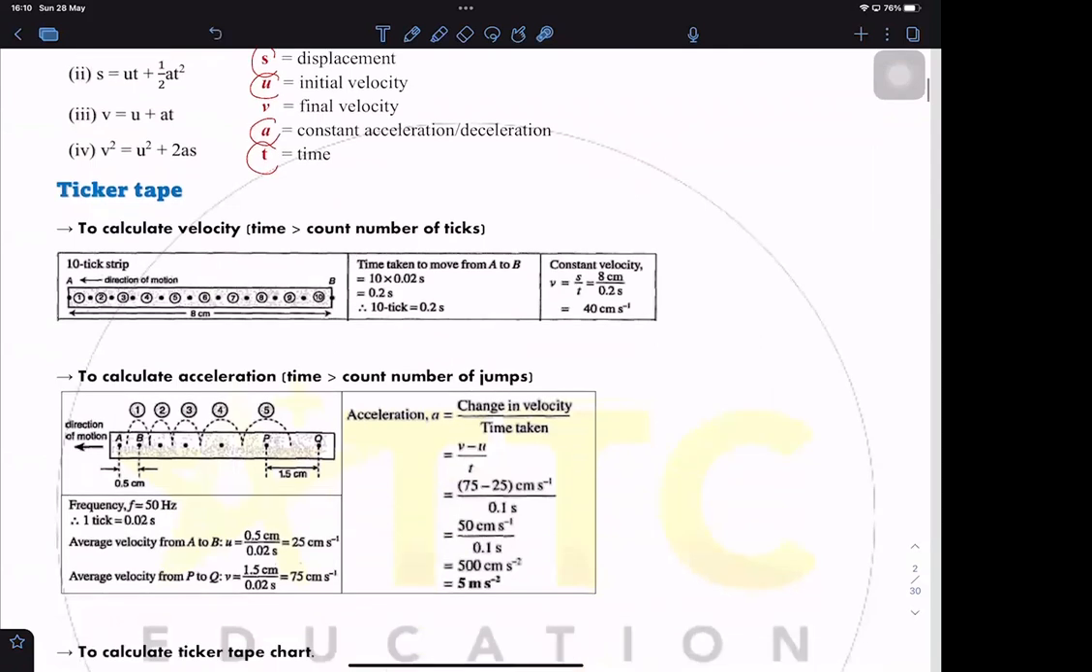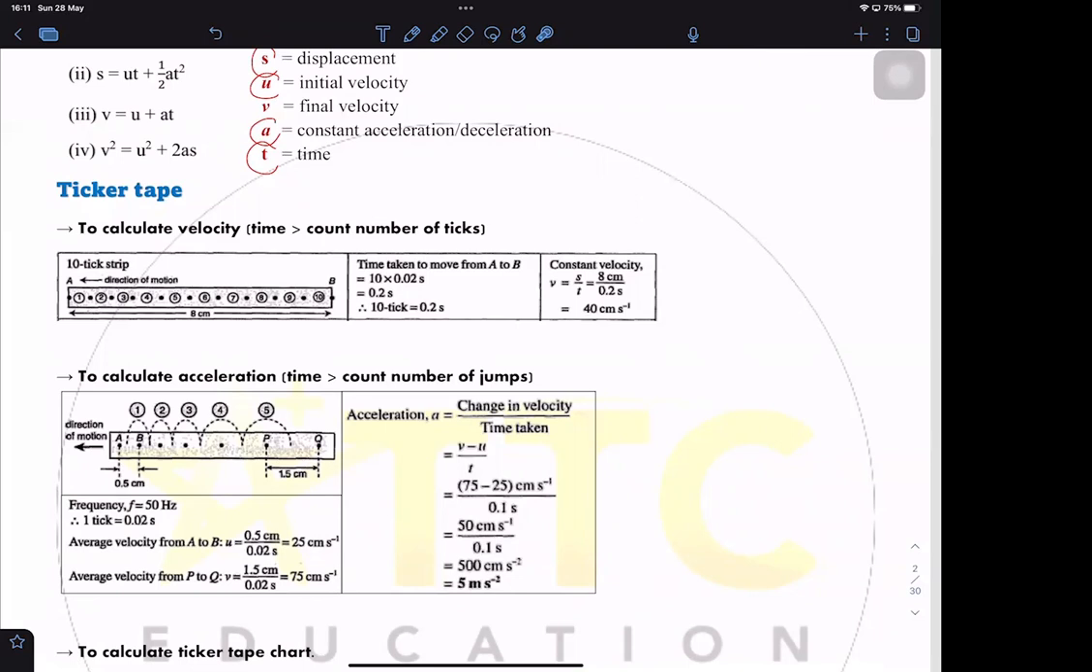The next thing is the ticker tape. You have this machine called the ticker timer, and the machine just keeps on going tuck, tuck, tuck, like that. Then you pull a piece of paper underneath the machine, and it will form a dot pattern. This pattern we can use to see: is this thing moving or not? Is this thing moving fast or slow? Is this thing increasing speed? Is this thing decreasing speed? All this we can tell just by looking at the pattern.